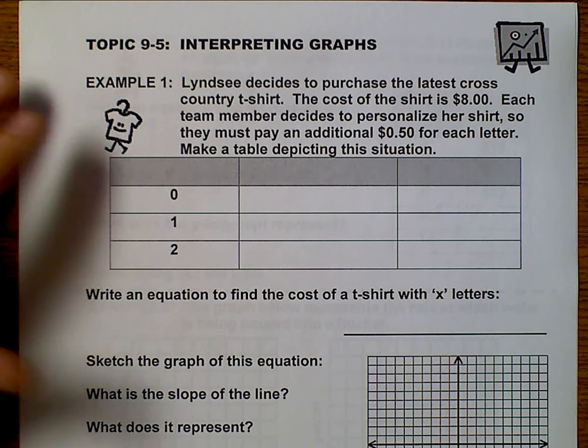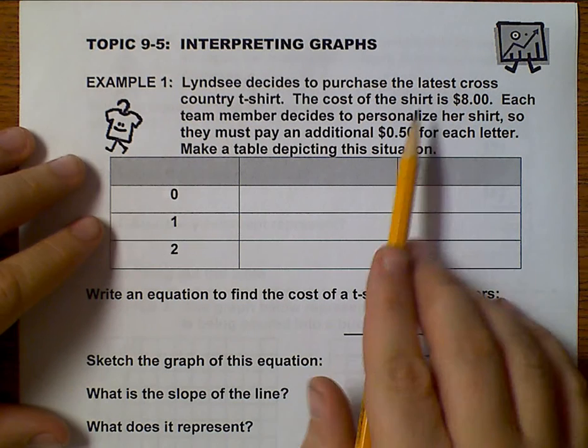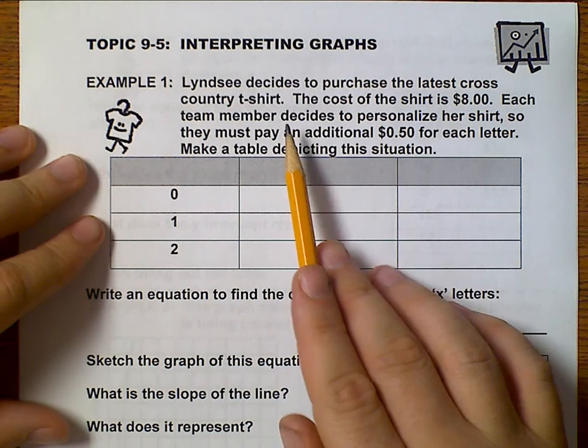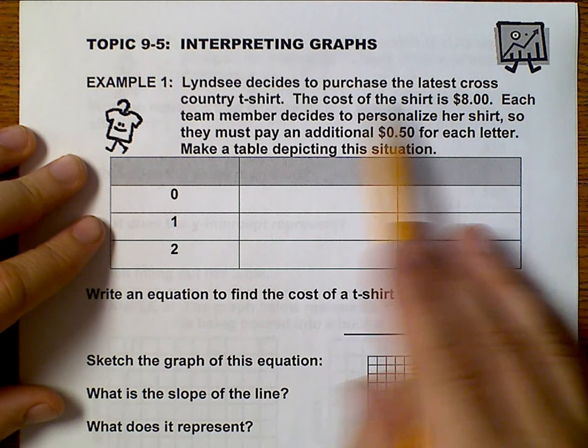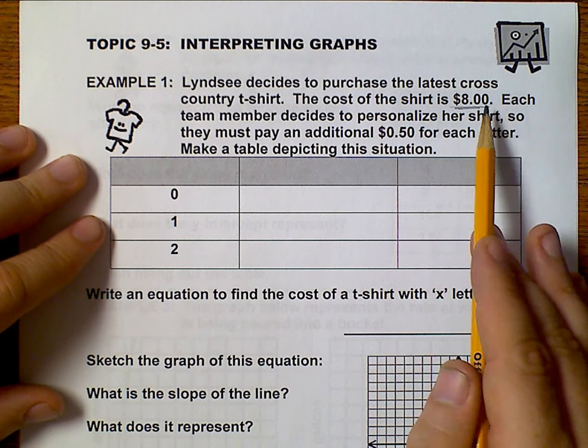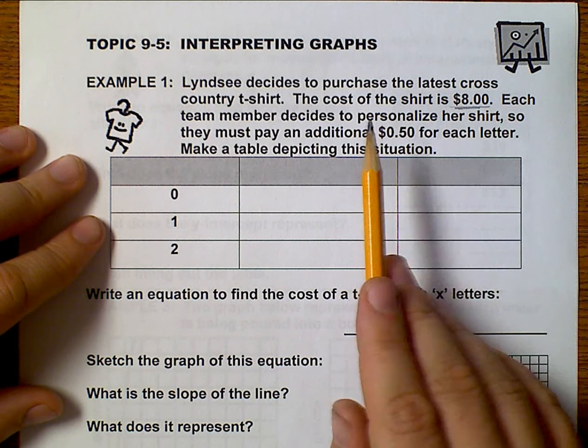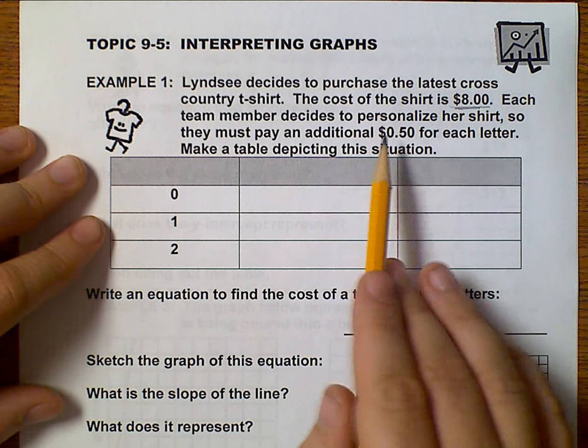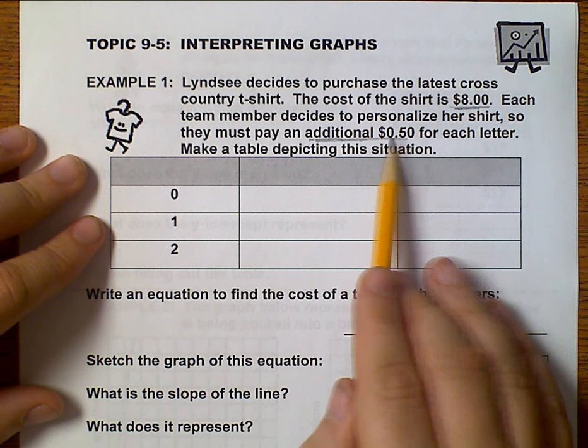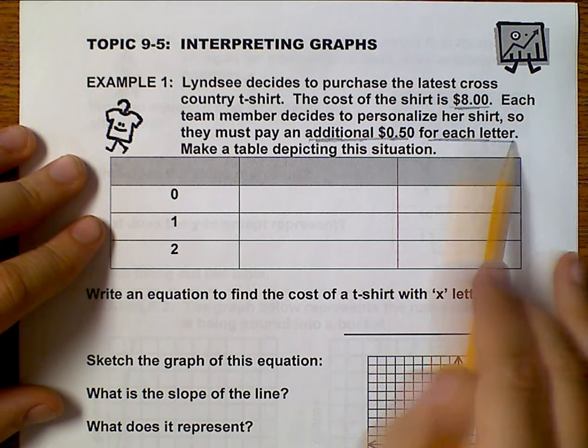So here we've got Lindsay, and she's purchasing the latest cross-country t-shirt. The cost of the shirt is $8. And then we want to personalize the shirt. So it is an additional 50 cents for each letter.